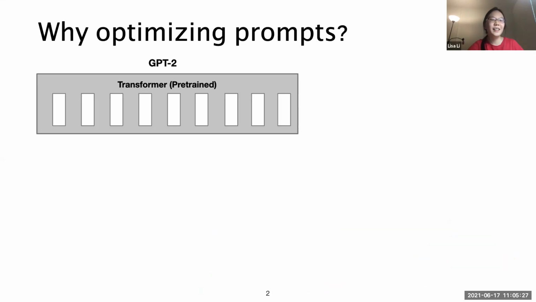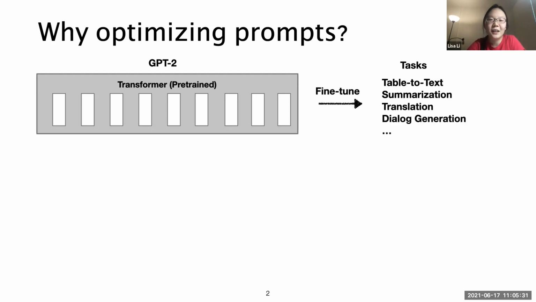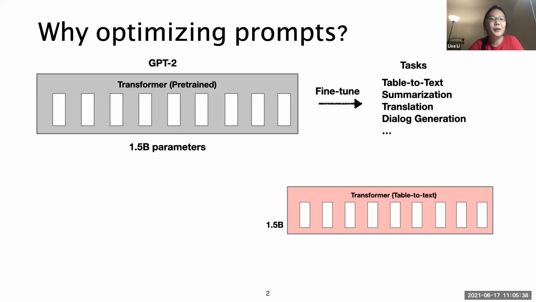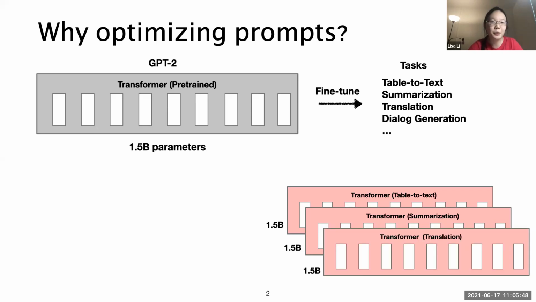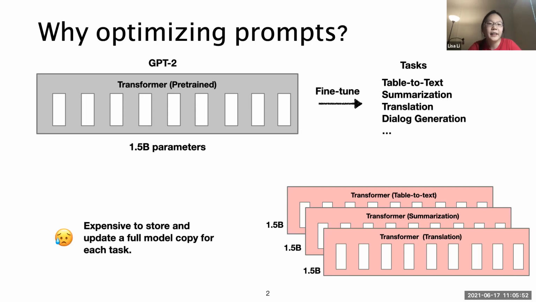So here is GPT-2. It's great and can be used for all these tasks, but it is 1.5 billion parameters. Now what happens if we fine-tune for summarization? 1.5 billion parameters. Fine-tune for table to text, another 1.5 billion parameters. As we fine-tune for more tasks, the amount of parameters we need to store scales linearly with the number of tasks. So fine-tuning can be very expensive when we have large language models, because it requires updating and storing a full model copy for each task.